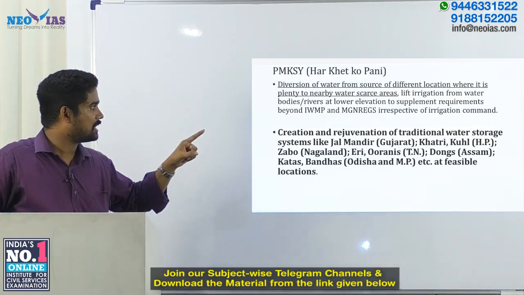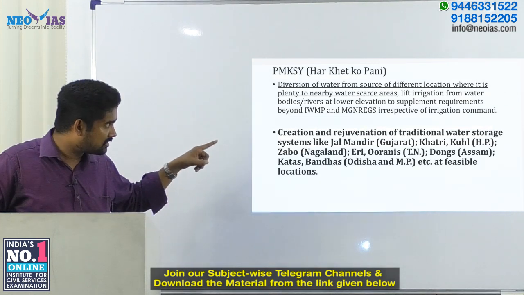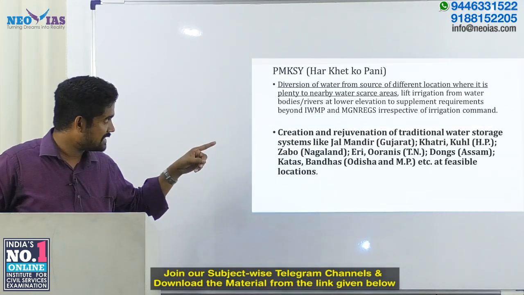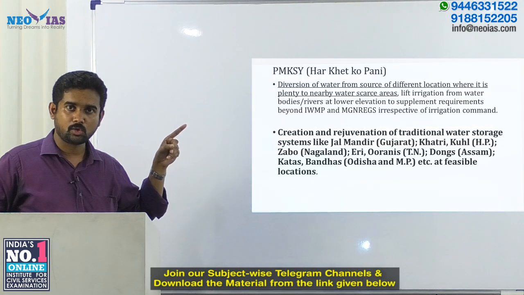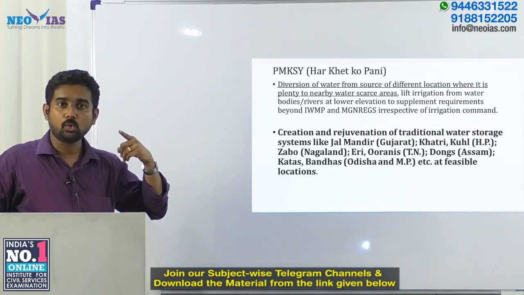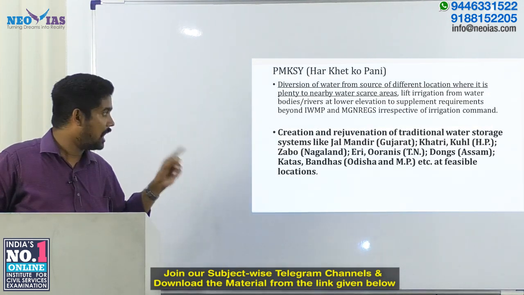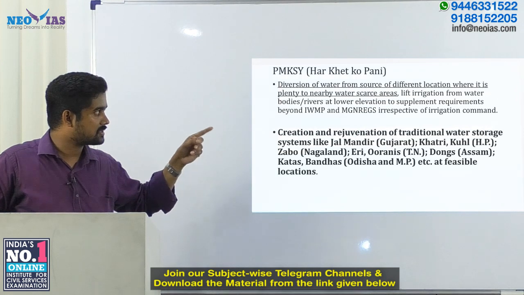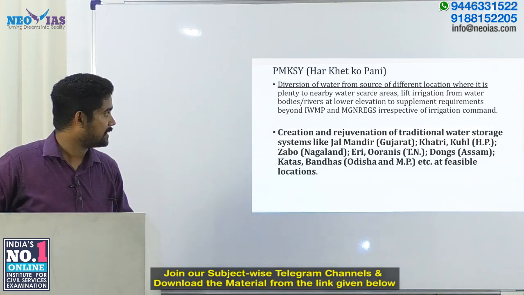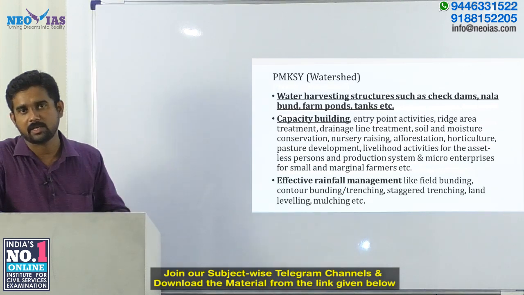I'll repeat it once more. One is Jal Mandir, related to Gujarat. Khatri and Kul related to HP. Sabo is related to Nagaland. Eri and Uranus are related to Tamil Nadu. Dongs is related to Assam. Kathas and Bandas are related to Odisha and MP respectively. And implementing those in the respective feasible locations is what this component is taking care of.